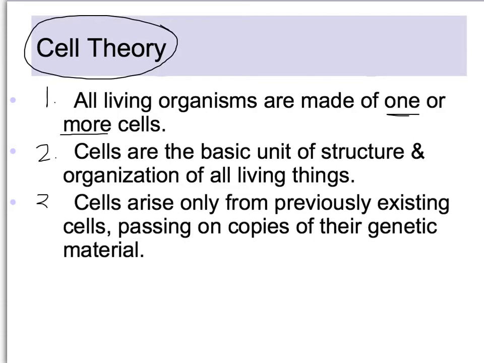And then finally, number three, we can only get cells from previously existing cells. In other words, we cannot have a cell just spontaneously appear or appear out of nowhere. Cells only come from other cells, and when they do that, they pass on their genetic material or their DNA.